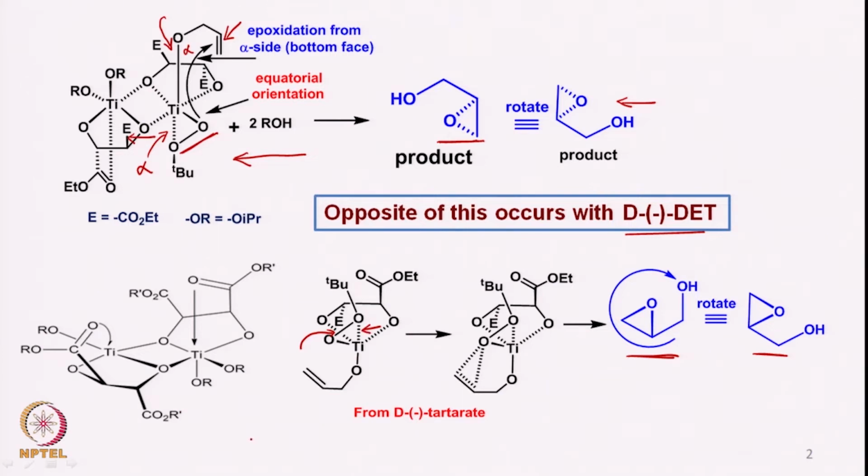the allyl alcohol will attach, and that of course as I mentioned depends upon the ester group of the dimeric species. And in this particular case, when we are dealing with D minus diethyl tartrate, the tertiary butyl O bond attachment occurs from the top, and therefore the allylic alcohol attaches from the alpha side, and therefore the oxidation occurs from the beta side like this, which leads to the formation of this particular epoxy alcohol, which is exactly opposite from the product that we have got from L plus DET.